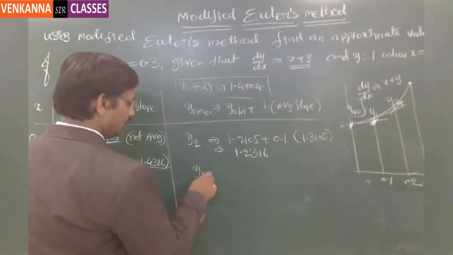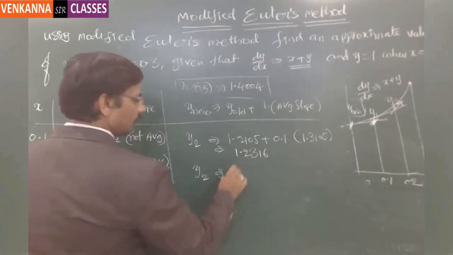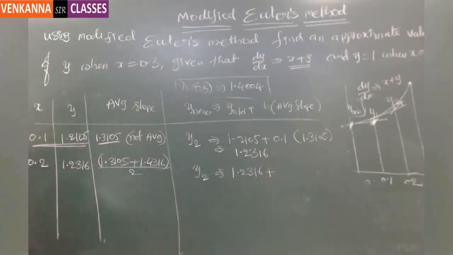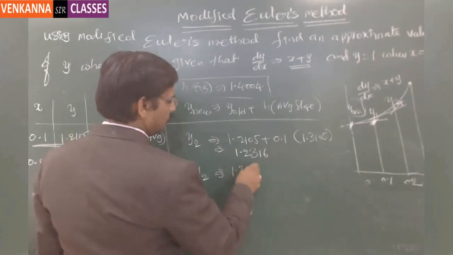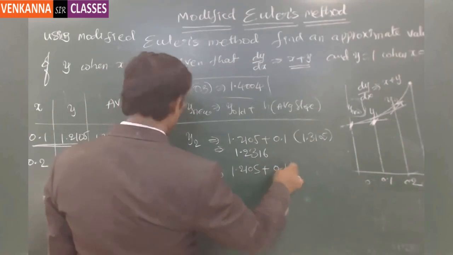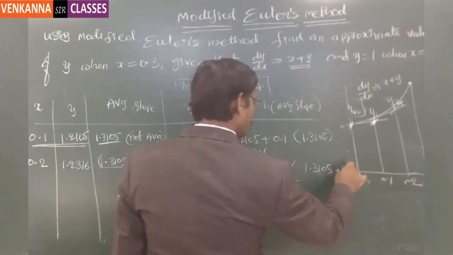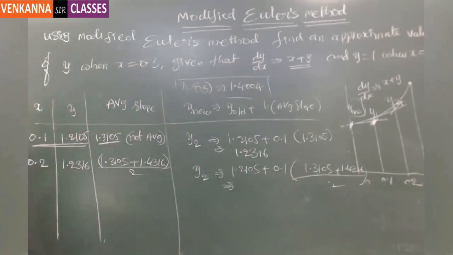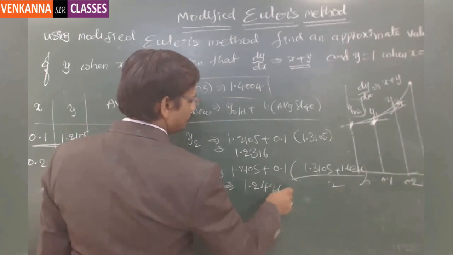Now when we calculate y2 here, y old is 1.2105, plus h, which is 0.1, times this average slope. So this value is 1.3105 plus 1.4316 divided by 2. This value you have to calculate, and it is coming out to be 1.2426. So this is how you can calculate.